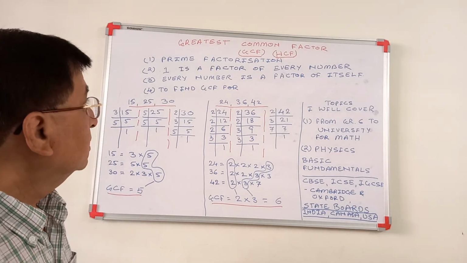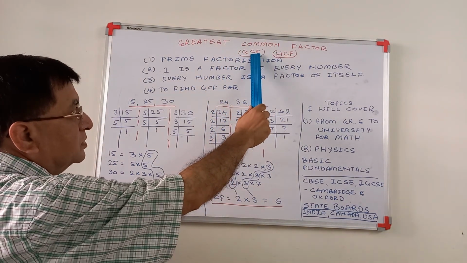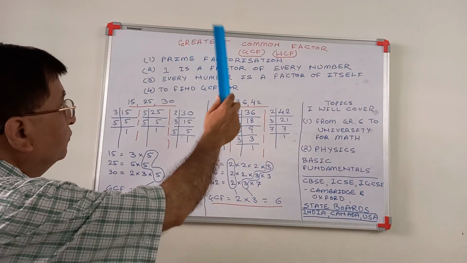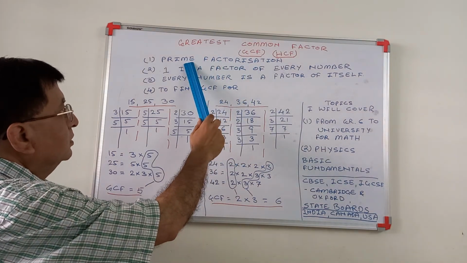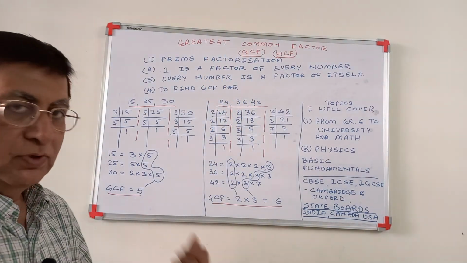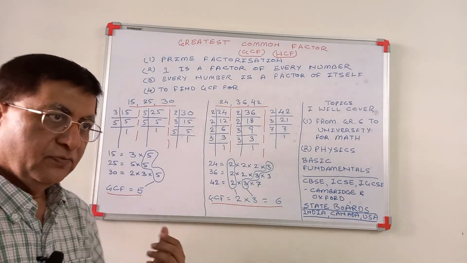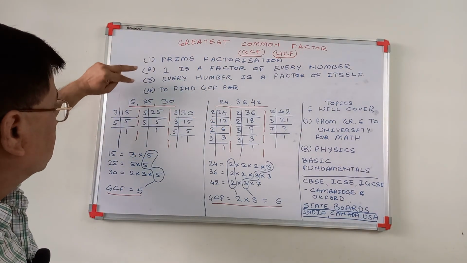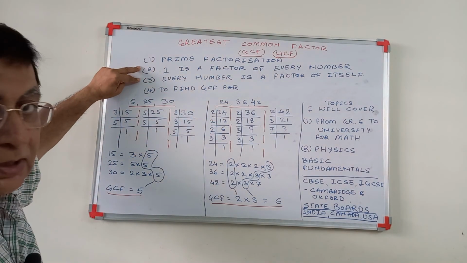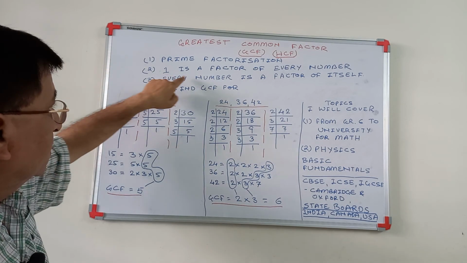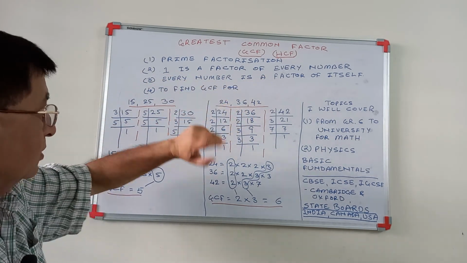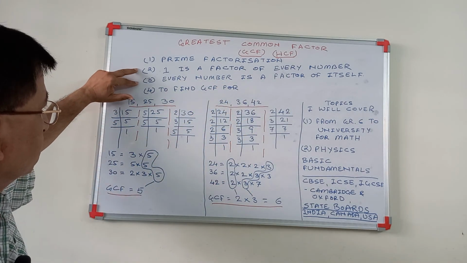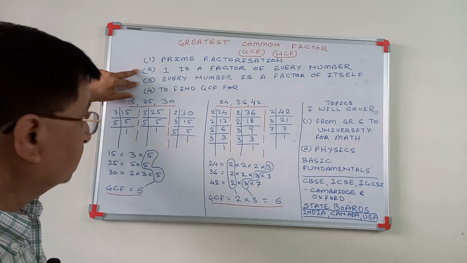Okay, thanks. Let's start with the greatest common factor, which is known as GCF in short, or HCF, which is highest common factor. Now how do we find this? We find this with prime factorization, which we studied in the previous video. Prime factorization helps us in finding the greatest common factor. Now there are two important fundamentals in finding factors: one is a factor of every number, and every number is a factor of itself also.